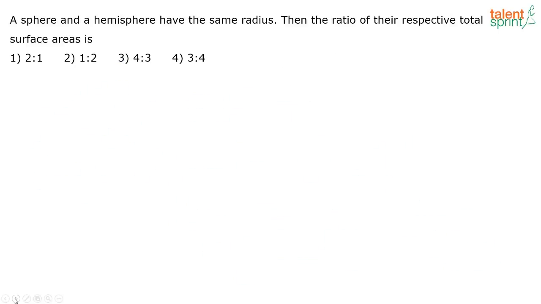Next, a sphere and a hemisphere have the same radius, then the ratio of their respective total surface areas is dash. So what is given here? You have a sphere. What is the surface area of a sphere? Surface area of a sphere is 4 pi r squared. What is the surface area of hemisphere? 3 pi r squared. Now what are they asking? Ratio of their respective surface area.